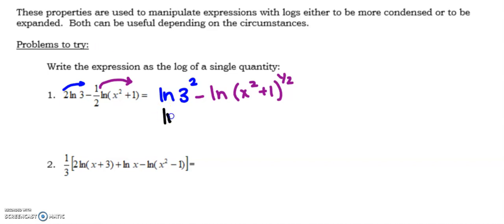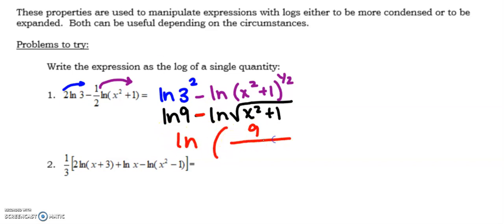So from here, this will be the natural log of 9 minus the natural log of the square root of x squared plus 1. Well, this subtraction then can turn into division. The natural log of 9 over the square root of x squared plus 1. Notice that I wrote this as the log of a single quantity. So I only write the log part once. And this then is one giant argument that's inside of that natural log.